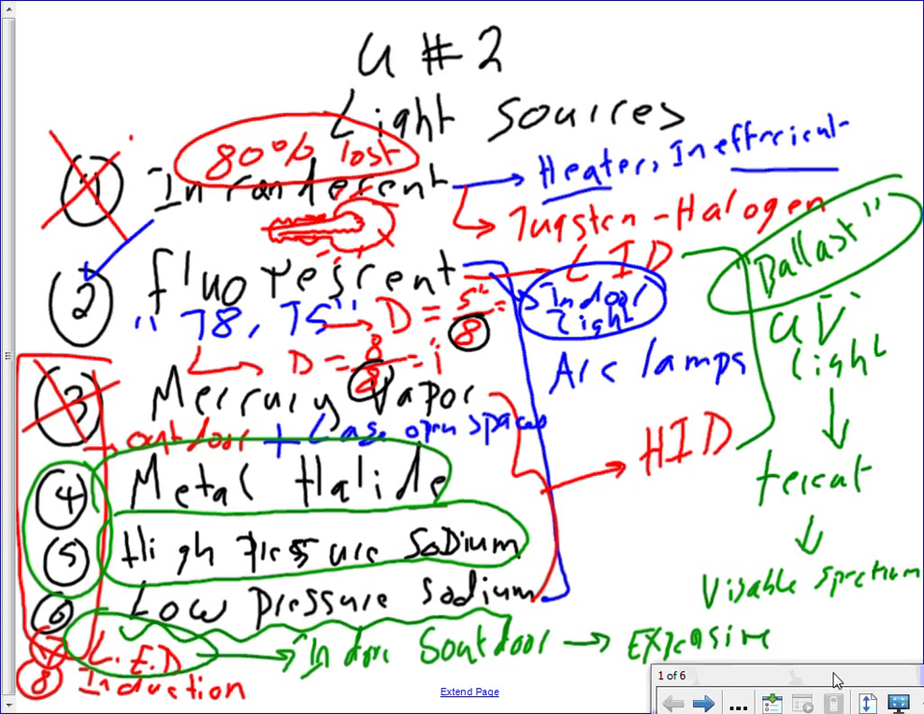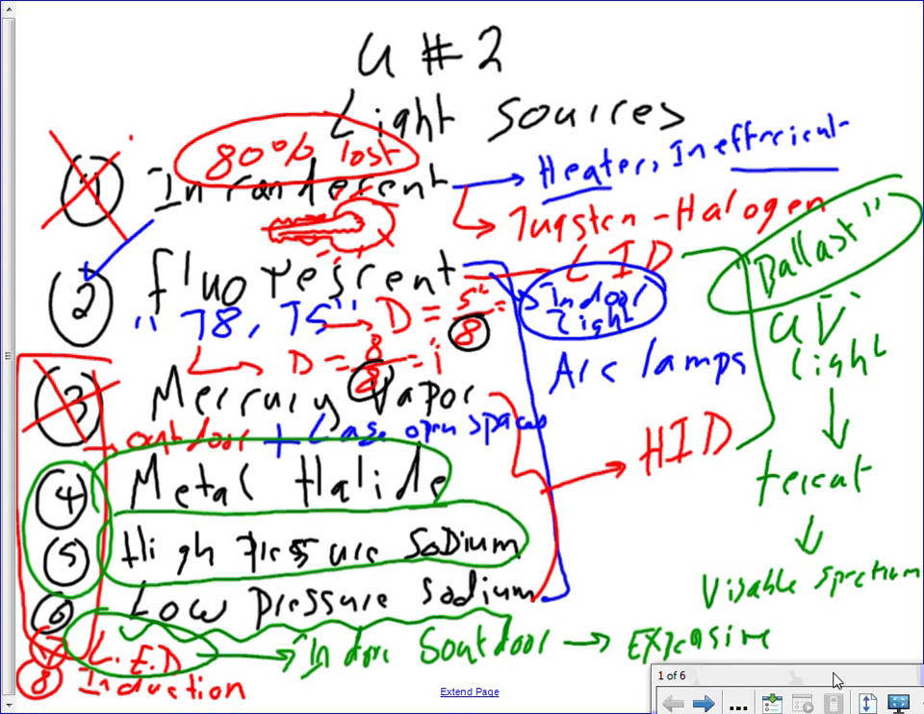So that's your fluorescent. With arc lamps, guys, you need a ballast. The ballast creates an ultraviolet light, and you treat it into a visible light. That's what we were just talking about: how the ballast pumps the voltage and creates an arc. The arc is an ultraviolet light. You treat it into a visible light, and off it goes. Any comments, guys, about the arc lamps? Makes sense, no?